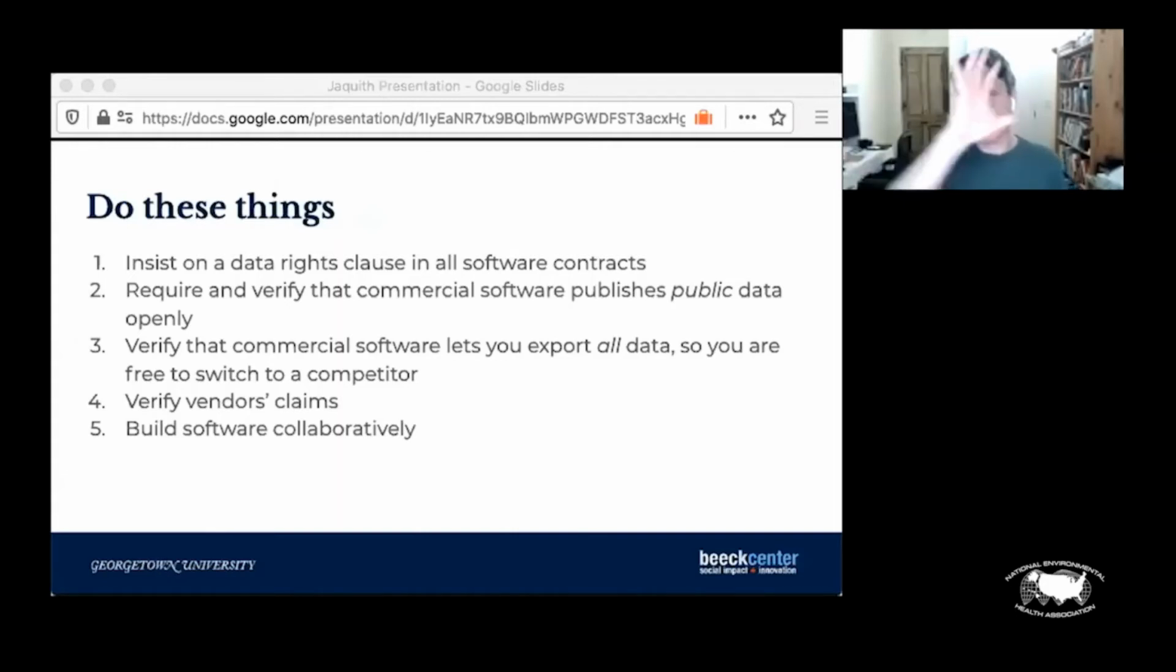Number three, I want you to verify that the commercial software lets you export all of your data. So there's the public data, but you also need to have that in-case-of-emergency break glass thing. But you should be able to try it out anytime. It shouldn't be a threatening conversation to have with a vendor to say, hey, we want to test getting your data out. If that freaks them out or you'd be nervous making that request, that's a sign of an unhealthy setup. There should be a button you can push at any time to get your data out.